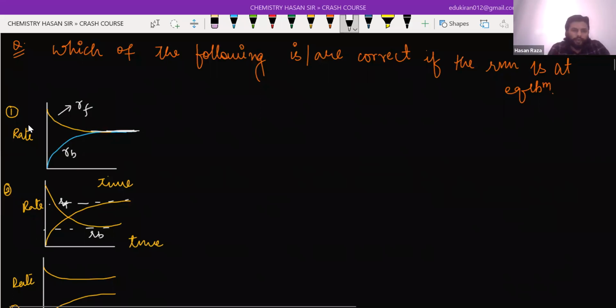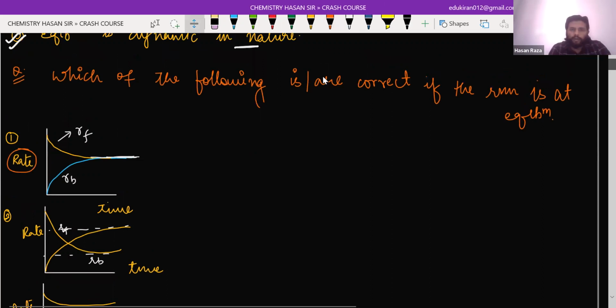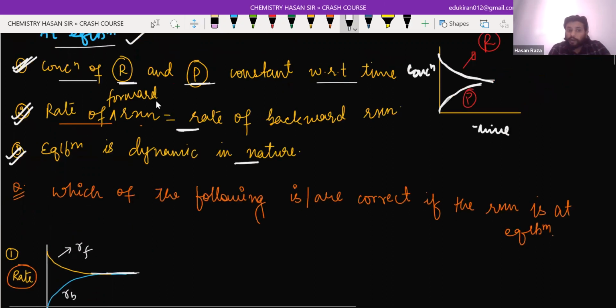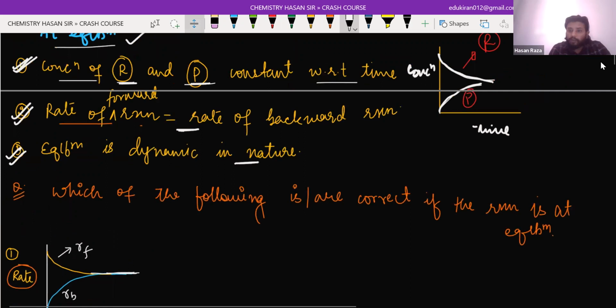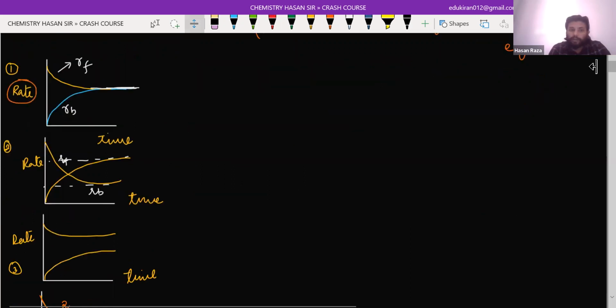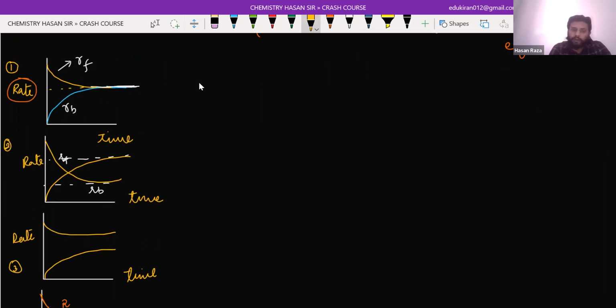First of all, we are going to talk about rate. So you just need to look at the rate. It told us that the rate of forward reaction will be equal to the rate of backward reaction at equilibrium. And you can see these are equal. That's why the rate of forward is equal to the rate of backward, and that's why it is true and correct for equilibrium.